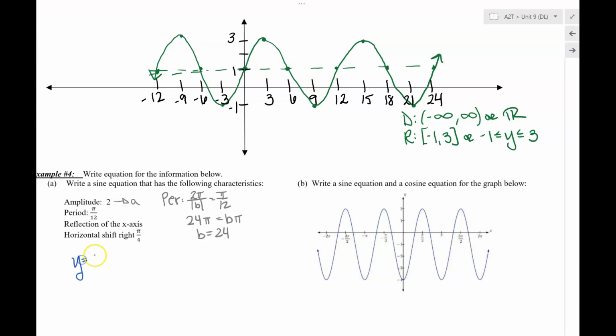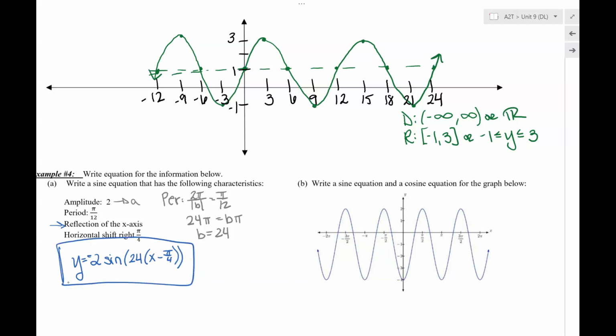Okay, y is equal to 2 times the sine. It says reflection of the x-axis, so that's a vertical reflection. Okay, so we'll put the negative in front of the 2. Our b is 24. X or theta, it doesn't matter. Horizontal shift right, pi over 4, so that means minus pi over 4. And there's your final answer.